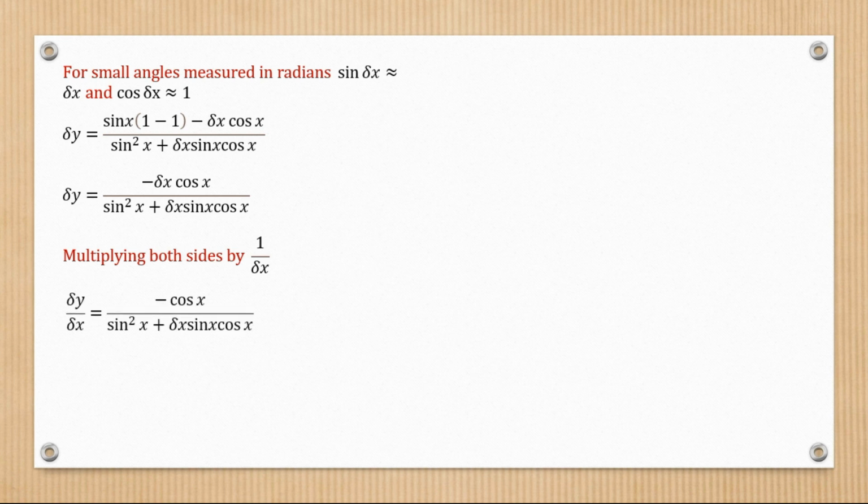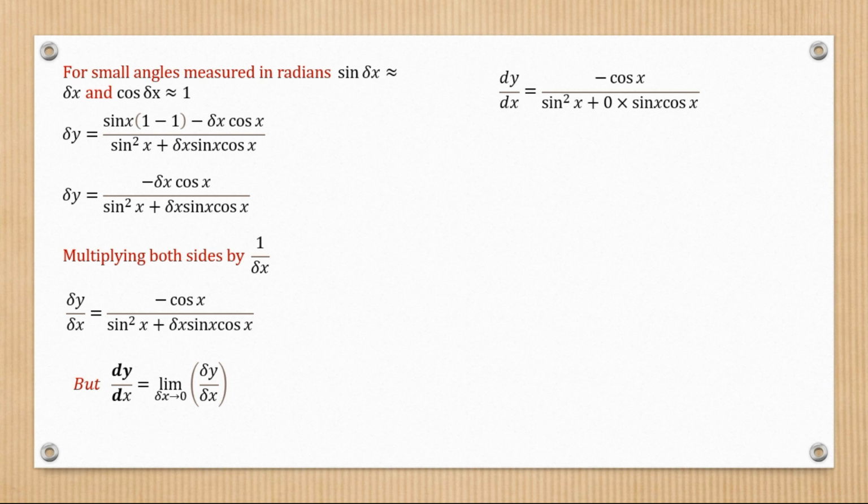So now we have the slope formula, change in y over change in x, being equal to negative cos x divided by sine squared x plus change in x sine x cos x. Next we can introduce dy/dx and approximate the change in x to 0, and I believe now it's safe. So now we'll be left with that.